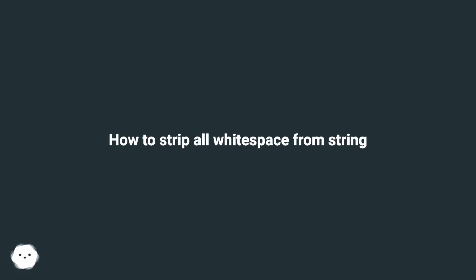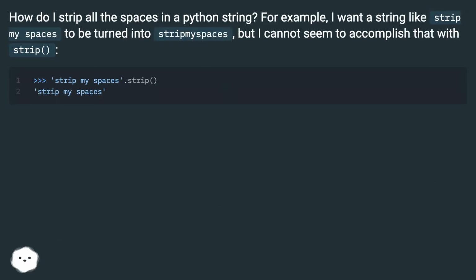How to strip all white space from a string. How do I strip all the spaces in a Python string? For example, I want a string like "strip my spaces" to be turned into "stripmyspaces", but I cannot seem to accomplish that with strip.